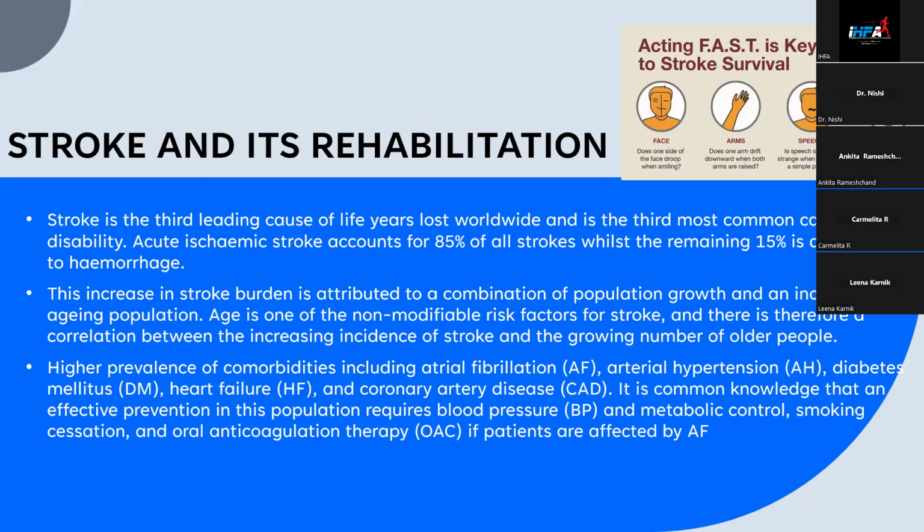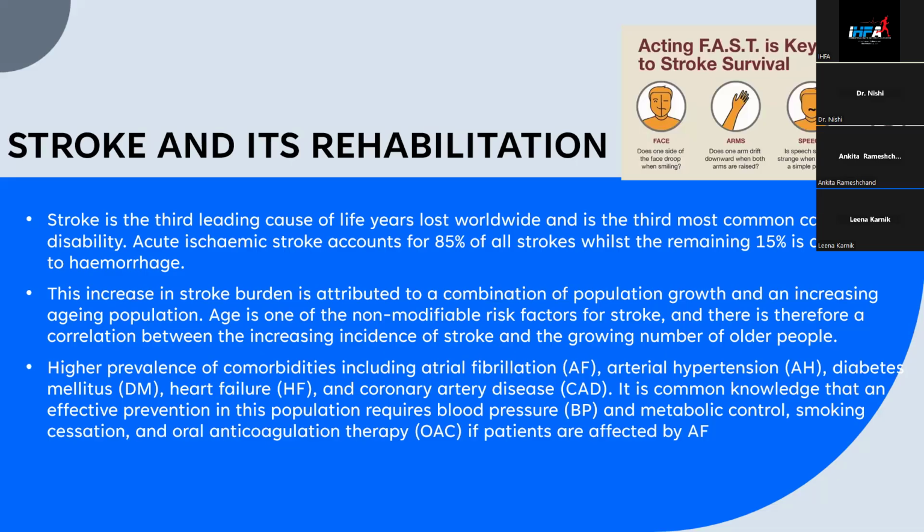Clear, ma'am. Okay. So as a physiotherapist or occupational therapist, or even as a normal person, we should be very aware of how to detect stroke. The very common acronym that comes into the picture is FAST. It is key to stroke survival. If you see these symptoms in any patient coming to your clinic, or in any of your family members, make sure you take the patient immediately to the emergency department.